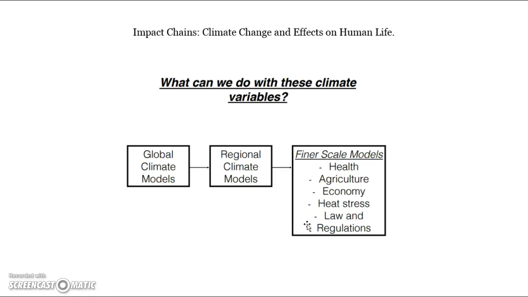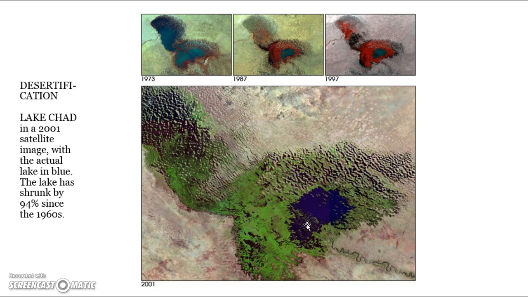Now let's look at one impact or phenomenon of climate change, and that is desertification. That is to say, the growth of deserts, the creation of deserts which were once green areas. These show pictures from 1973, 1987, 1997, and 2001. The blue area here is Lake Chad, which has shrunk by 94% since the 1960s. Lake Chad is just on the borderline between desert and savanna, but it's being taken over by desert.